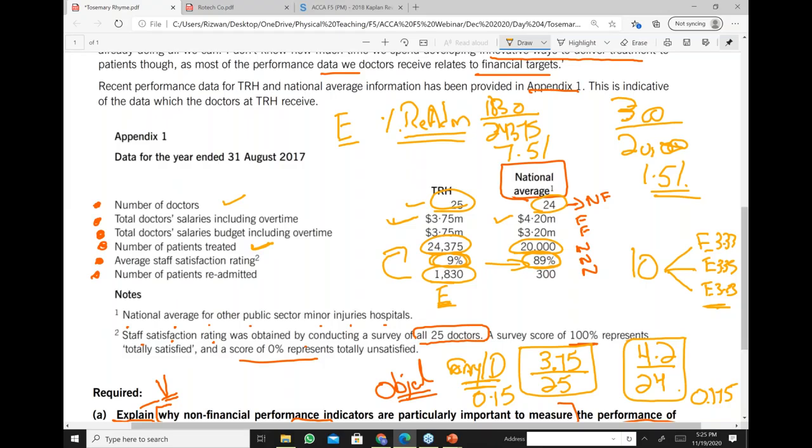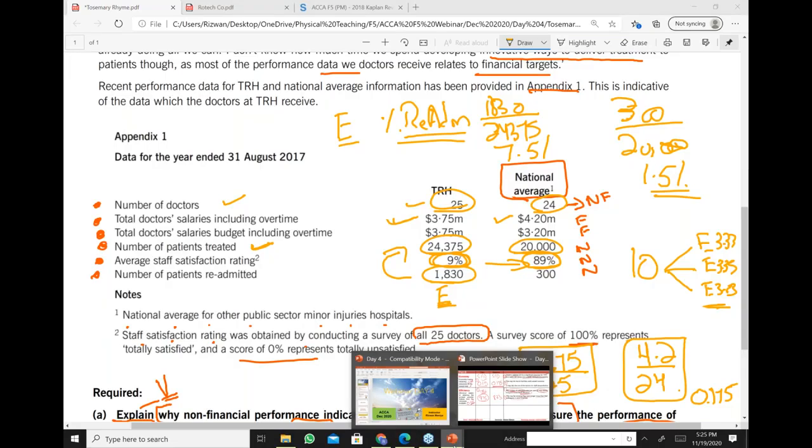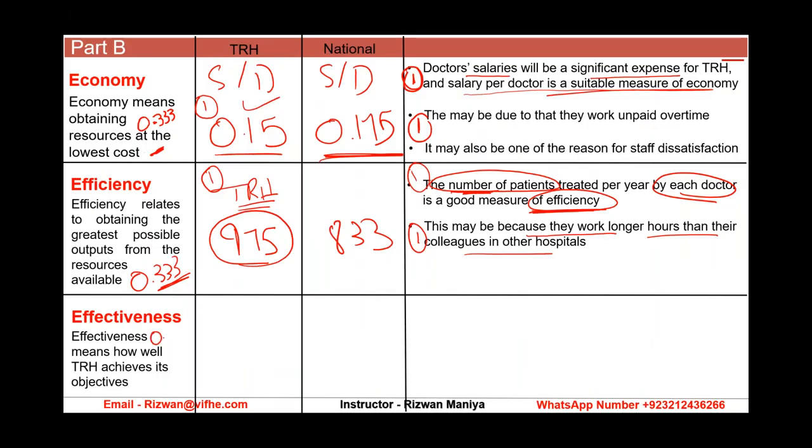Now, effectiveness is important or not? Yes, effectiveness is very important for an organization. So we are bad in effectiveness, right? Why do you come to hospital? You don't come to hospital for readmission. So this means we are not good in this area. Quickly, let's wind up. 0.33 marks, a quick one for effectiveness.